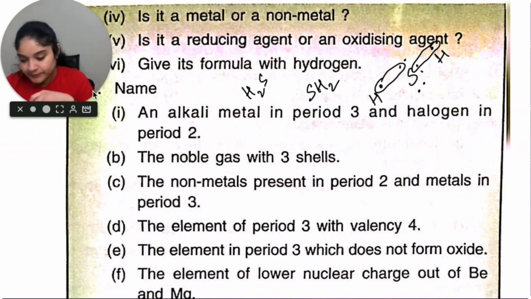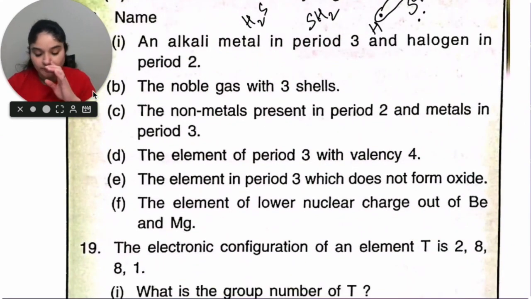Next is the element of period 3 with valency 4. So period 3, valency 4. Your answer will be silicon.